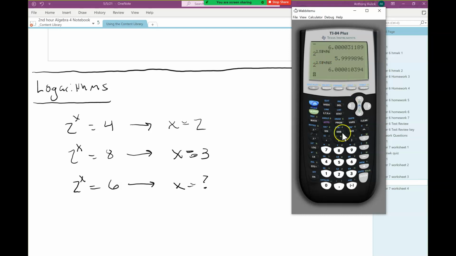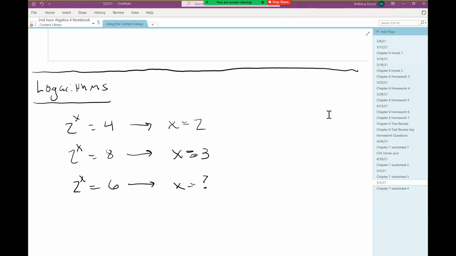2.58496 something. We're still working on that last digit. It's big. What do you guys think? Do you think there's going to be a repeating pattern in that decimal somewhere? Doesn't seem like it, right? So nothing has found its way yet. What do you call a number whose decimal goes on forever with no pattern? We call that irrational. Good.